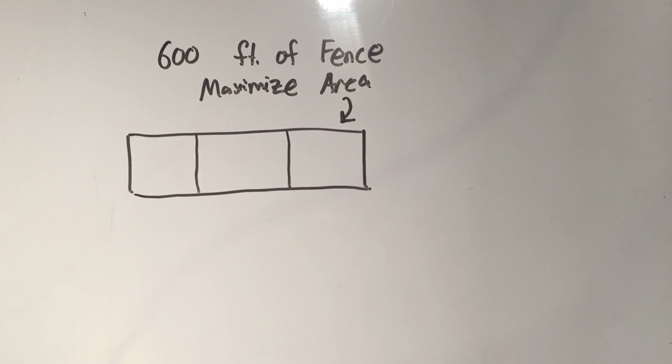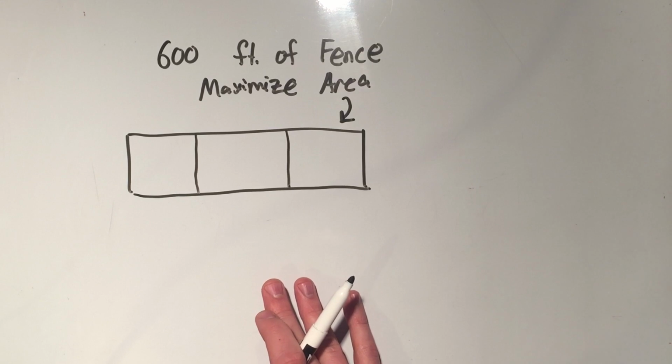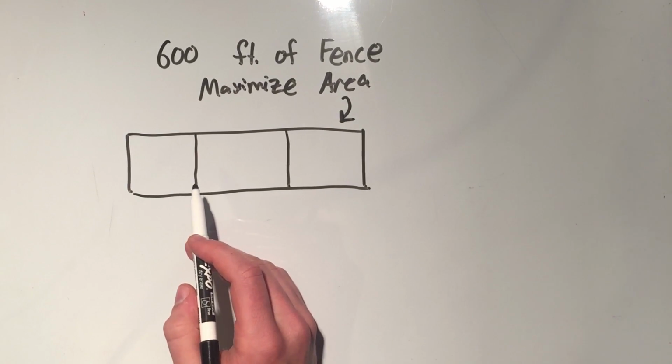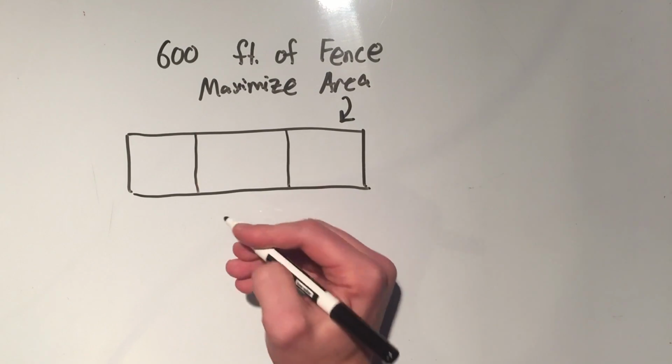And you've got only 600 feet of fence, but you want the most space for your animals to reside in because you're a generous farmer and you want to be mathematically good to them. So we need to set up some equations and take some derivatives, right? To maximize something, we take the derivative and set it equal to zero to find out where it's a maximum. But before I do that, I need to do some labeling so I can come up with my equations.